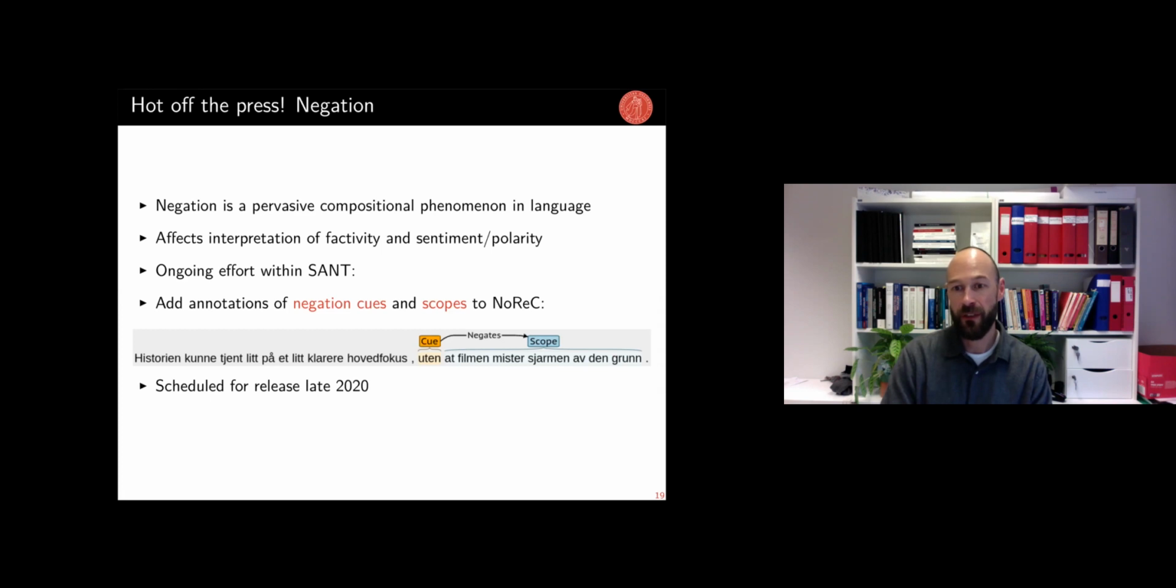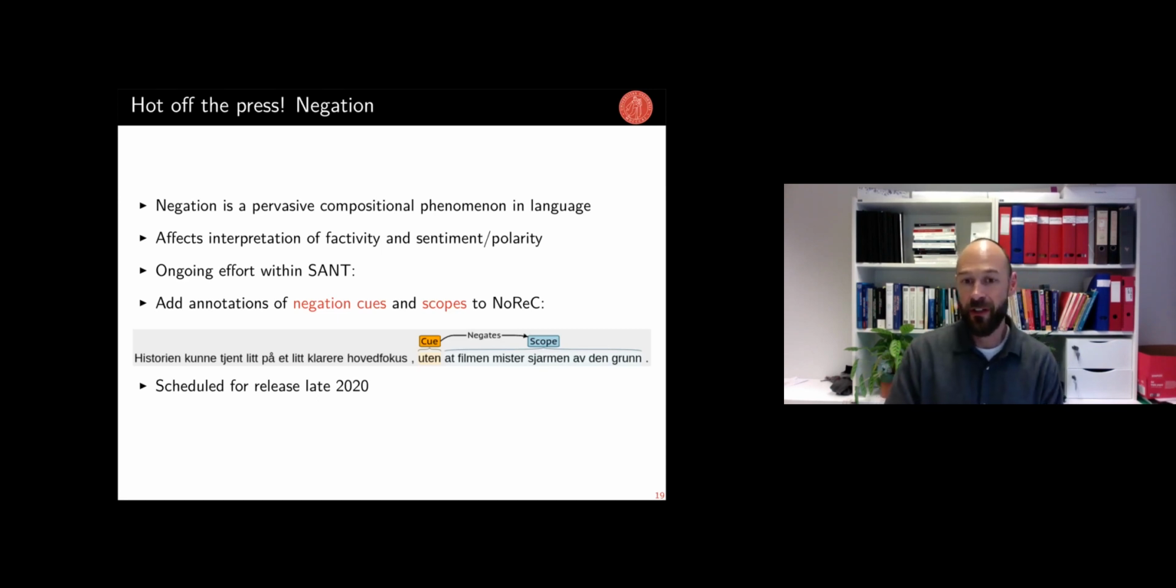Negation is a compositional phenomenon that interacts in many ways in language to change the meaning of other words. So if you have a sentence, I like this movie, very good, or I did not like this movie, very good, then of course the presence of the negation cue not completely changes the polarity of what follows. So if your model isn't able to pick up on negation, then you won't be very good at extracting facts or identifying sentiment or polarity.